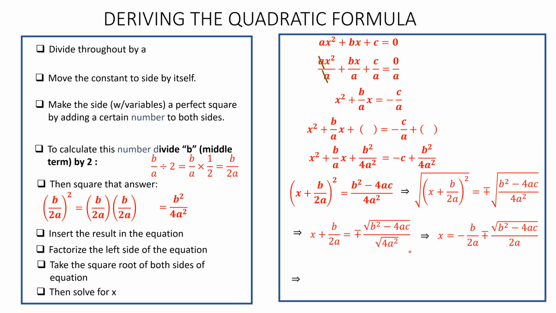And you notice here on the right hand side, I have two fractions that have the same denominator. So to add them together, we keep one denominator, and x is equal to negative b plus or minus the square root of b squared minus 4ac, all divided by 2a.